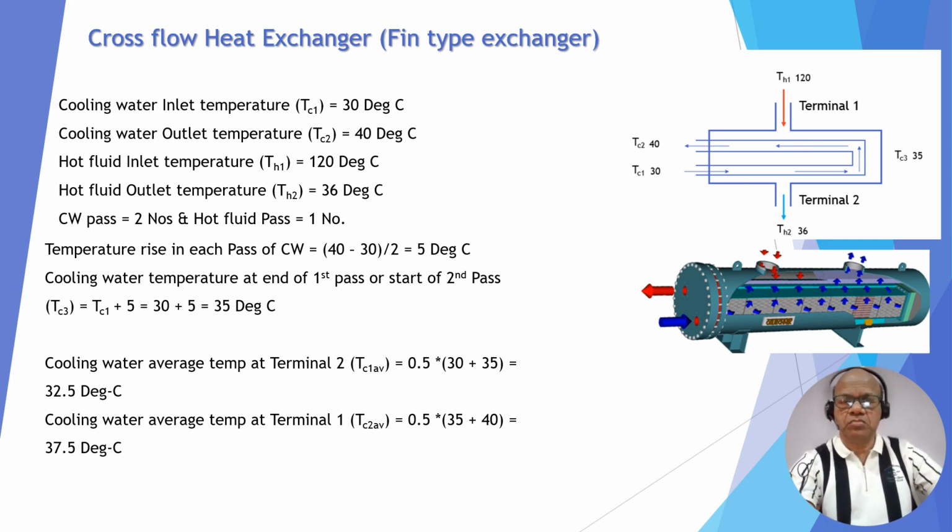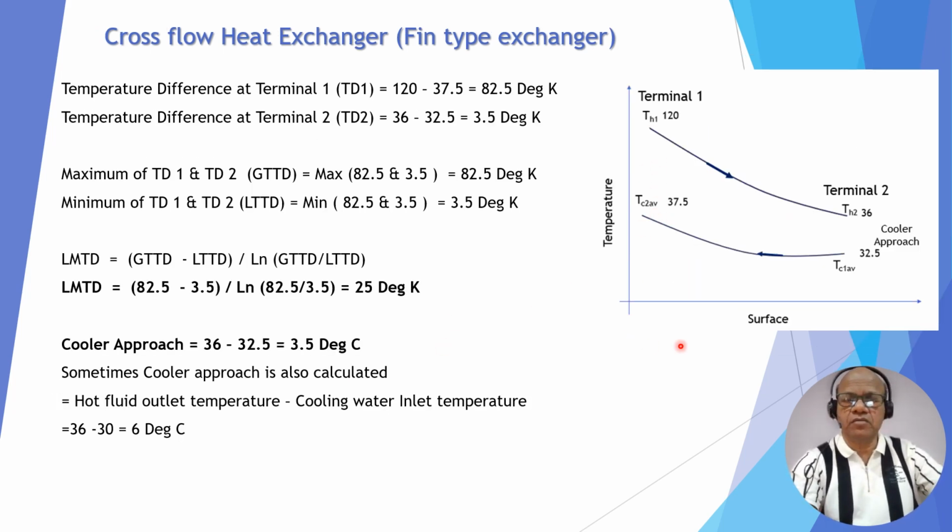So let's draw the curve with surface on the x-axis and temperature on the y-axis. You can see this is the hot fluid, 120 to 36 degrees, and the cooling water average temperature TC average, 32.5 to 37.5. So the temperature difference at terminal 1, TD1, is 120 minus 37.5, which is 82.5, and at terminal 2 it is 36 minus 32.5, which is 3.5.